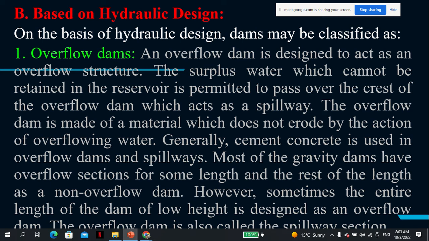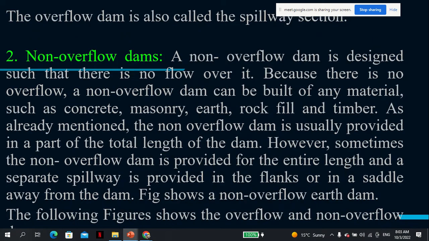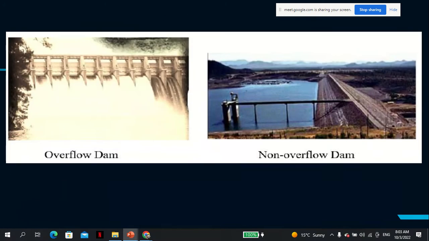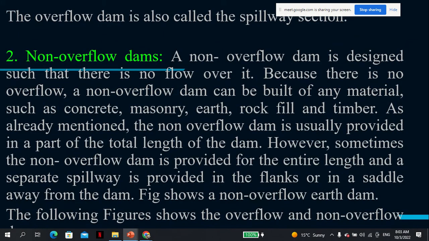And even though the spillway is to allow excess water to flow away, the integrity of the dam cannot be compromised in either way. So we don't allow erosion. So we call that normally the spillway. And then there's what you call non-overflow dams. The non-overflow dam is designed such that there's no flow over it.